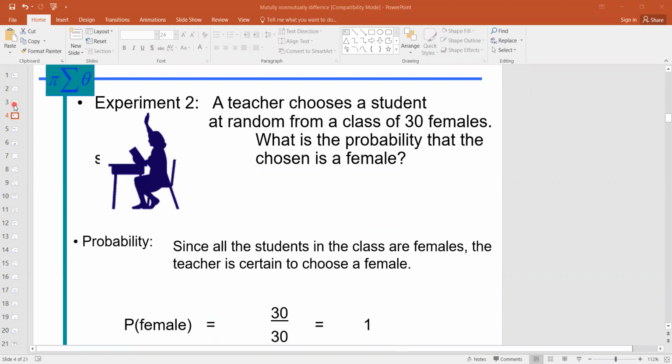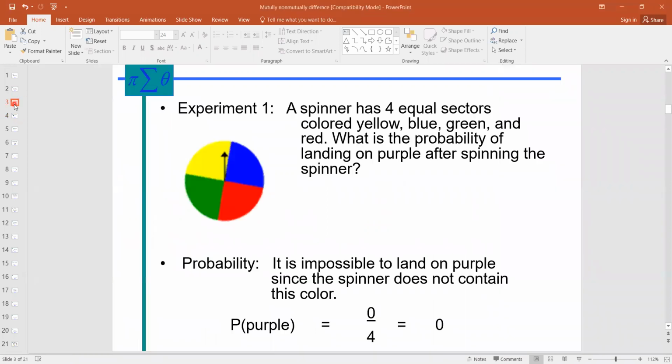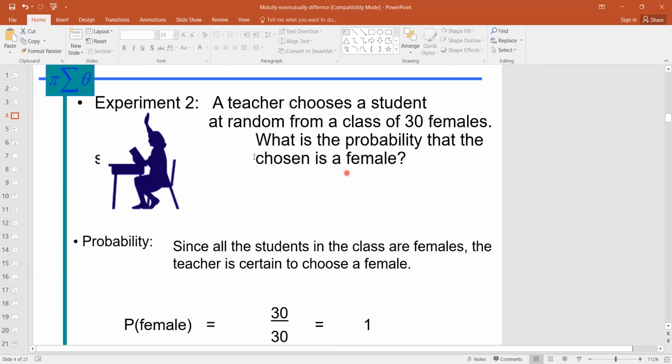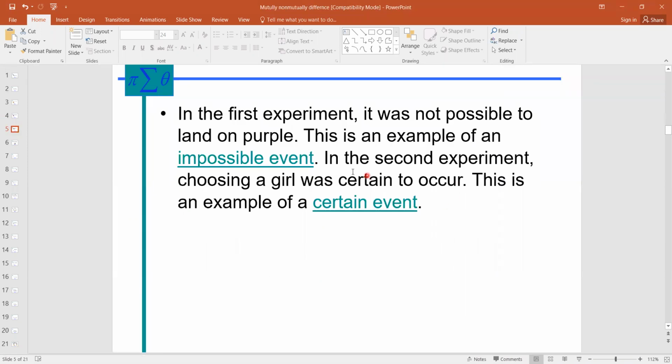Whereas in the previous experiment, no outcome exists, the event doesn't exist. So this is impossible. And when the event completely exists, then this is known as a certain event. So now you can differentiate certain and impossible events: when the event doesn't exist, the probability is 0. And when the event completely exists, then it is a certain event and the probability is 1.